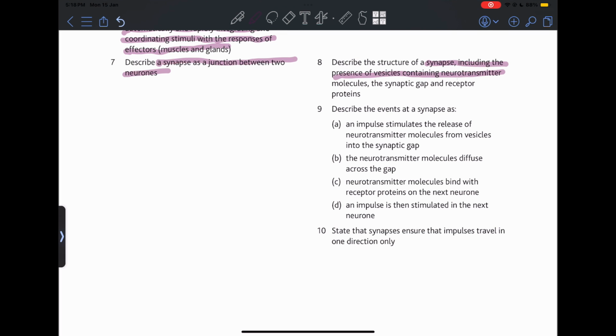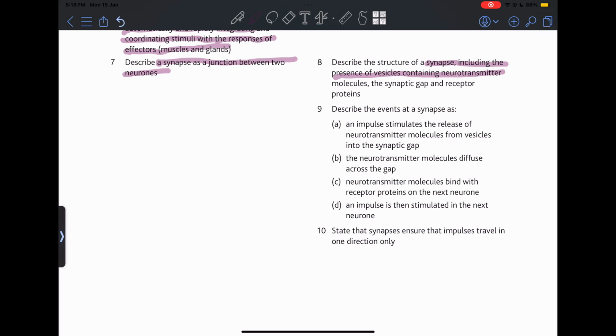Number 9, describe the events at a synapse as an impulse stimulates the release of neurotransmitter molecules from vesicles into the synaptic gap. The neurotransmitter molecules diffuse across the gap. Neurotransmitter molecules bind with the receptor proteins of the next neuron. An impulse is then stimulated in the next neuron. So these are the events that happen at a synapse, and they're very important.